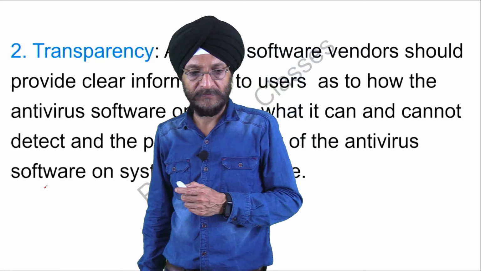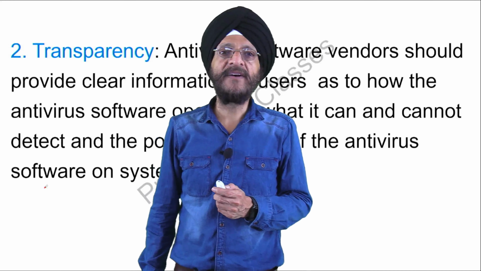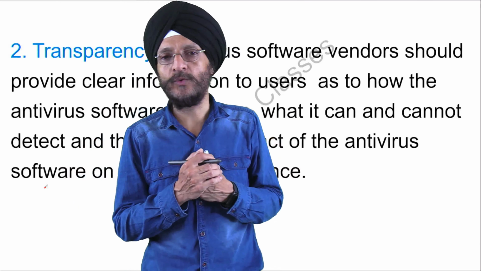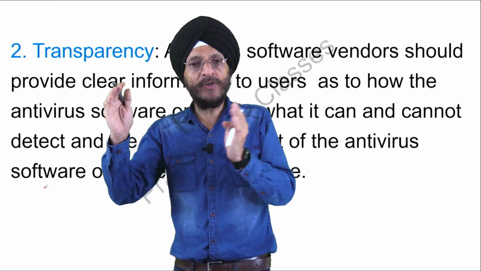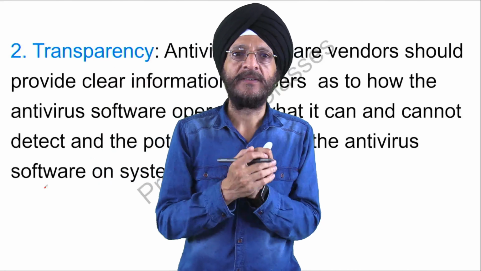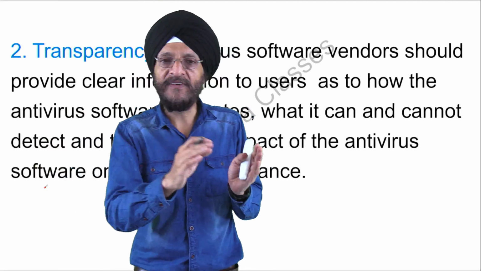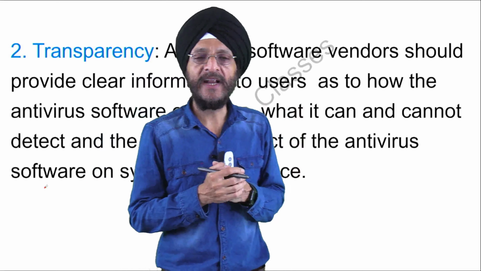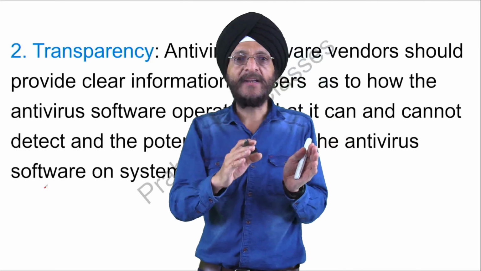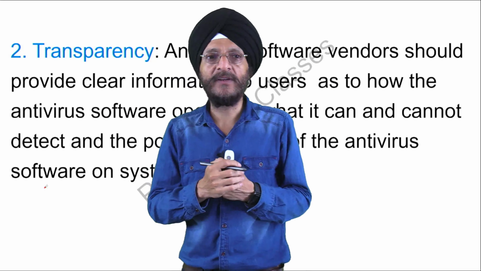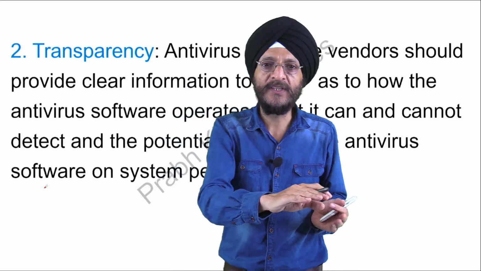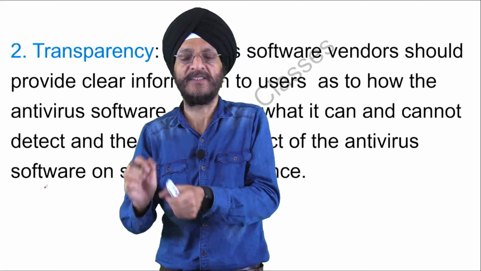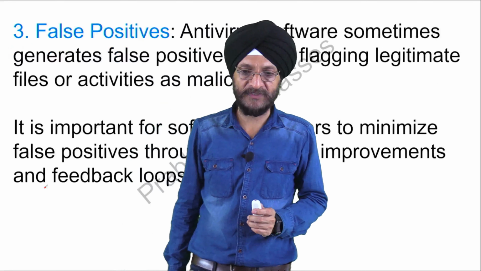Next is transparency. Antivirus software vendors should provide clear information to the users. That is, the vendor should clearly tell the buyer how the antivirus software works, what it can do, what it cannot do, and what will be the impact of the antivirus software on the performance of the computer system. It should clearly tell the customer. This is the transparency.